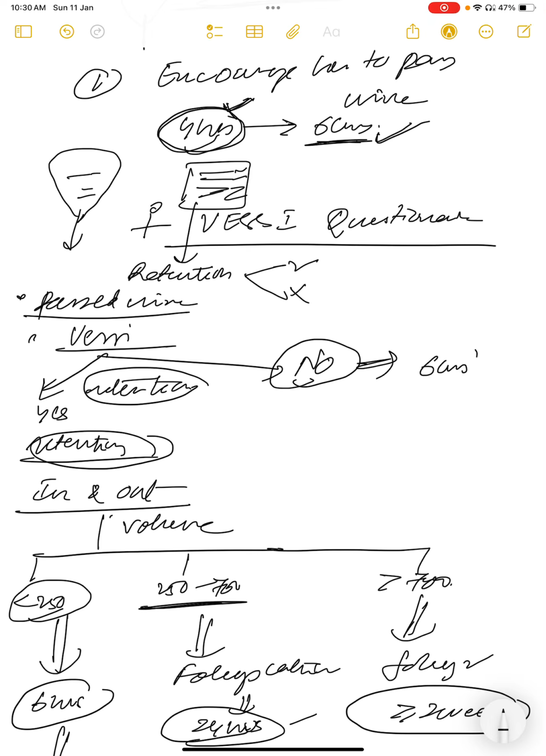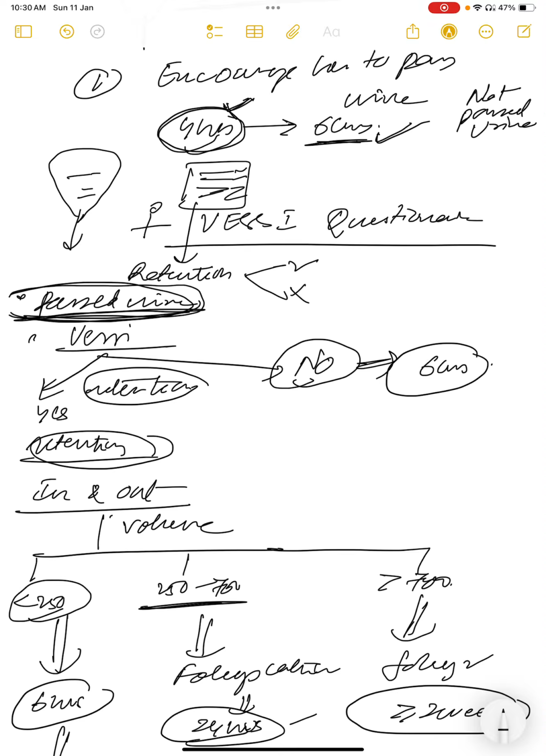then encourage her to pass urine in 6 hours. If she's passed urine, fine. If she's not passed urine, then what will you do? Obviously, if she's not passing urine, you'll do in and out. In and out, and again there is 150 to 200, 250 to 700, more than 700.